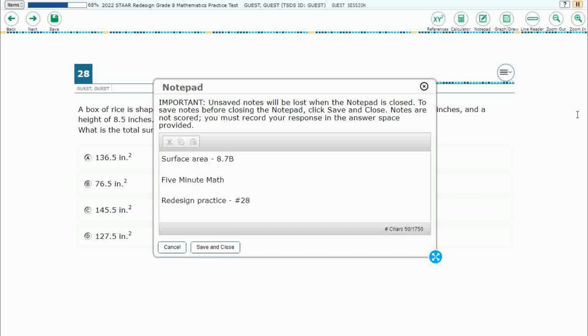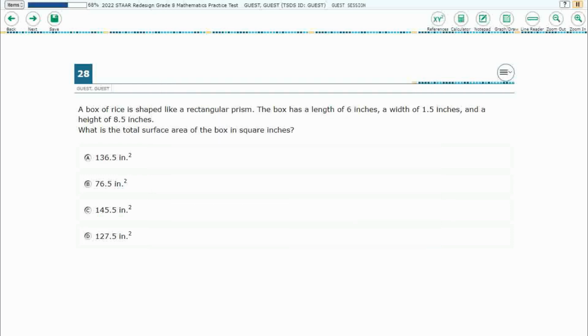Today we are looking at the 8th grade concept of surface area. This is standard 8.7b in the great state of Texas, and we are using item number 28 off the redesign practice online STAAR test. If you haven't done so already, please go ahead and take a moment to pause the video, work this problem out on your own, unpause it, and we will look at our answers together.